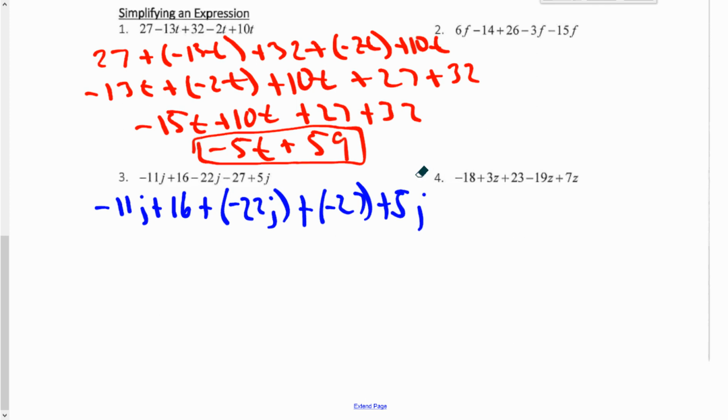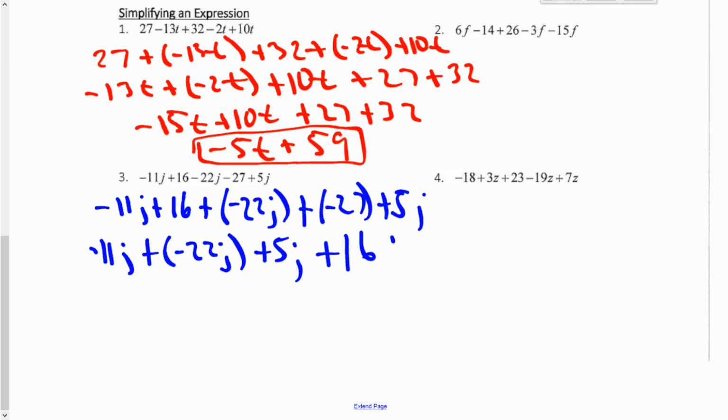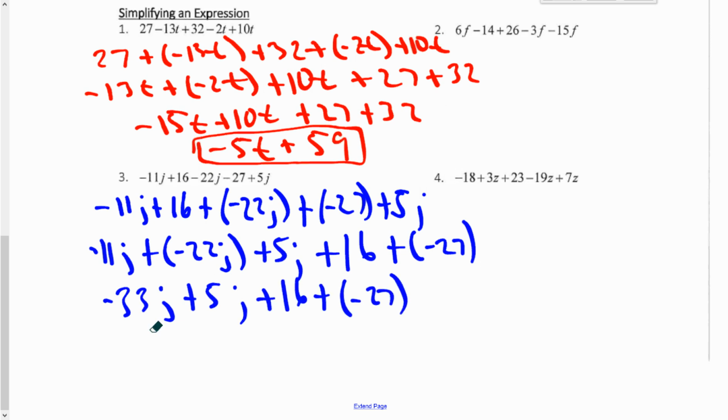Then I'm going to put my like terms next to each other. So I have negative 11j plus negative 22j plus 5j. And then I have my constant terms, so plus 16 and plus negative 27. Negative 11j plus negative 22j is negative 33j, plus 5j, plus 16 plus negative 27. Negative 33j plus 5j gives me negative 28j. And then 16 plus negative 27 gives me negative 11.